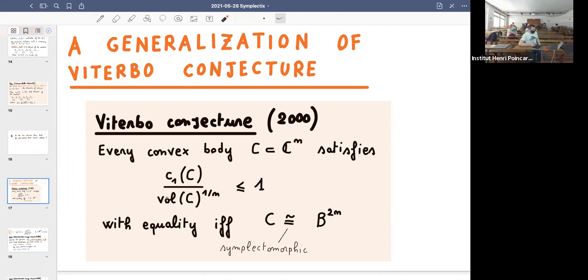The systolic ratio here is the quotient. Alberto already mentioned it, but I use a different convention: I take 1/n of what Alberto defined. It's the quotient of the first Ekeland-Hofer capacity of the convex body, which is the systole, the period of the shortest Reeb orbit on its boundary, by the volume of the convex body to the power 1/n, where n is the complex dimension of the ambient symplectic vector space. This conjecture is widely open, although it's known that there's an upper bound independent of the dimension, due to work of Artstein-Avidan, Karasev and Ostrover.